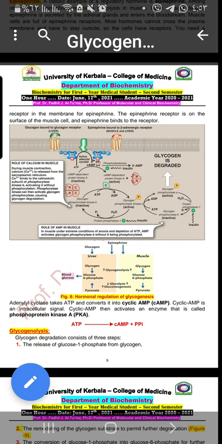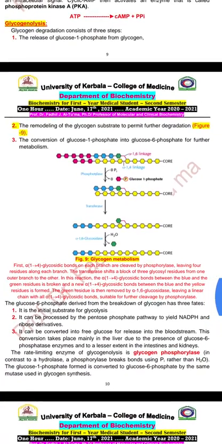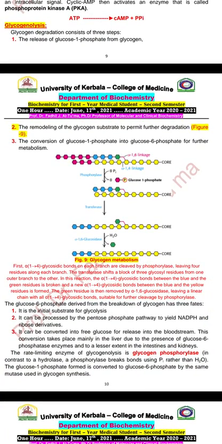Glucose 6-phosphate obtained from glucose 1-phosphate has 3 fates. أولا, it is the initial substrate for glycolysis. Okay, هذا هو الرسم وهي التفاصيل.